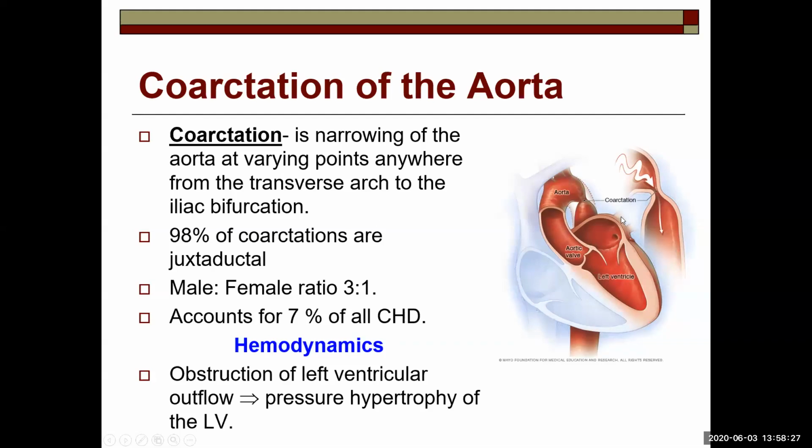So coarctation of the aorta. This is basically when you have narrowing of the aorta. So if you see here, we have narrowing of the aorta, and when you have narrowing of the aorta, then you have less blood shooting up here, shooting down in this case. So you have less.